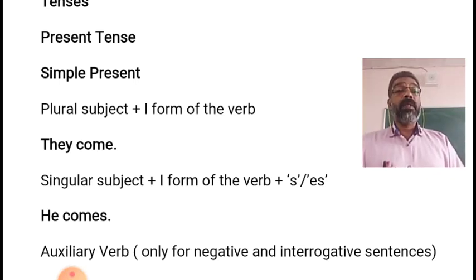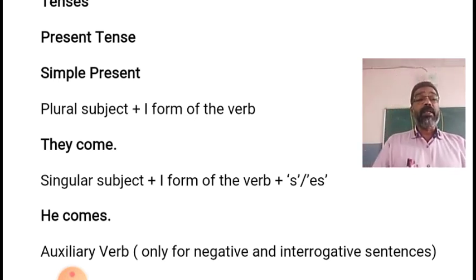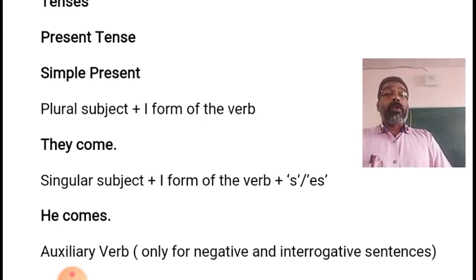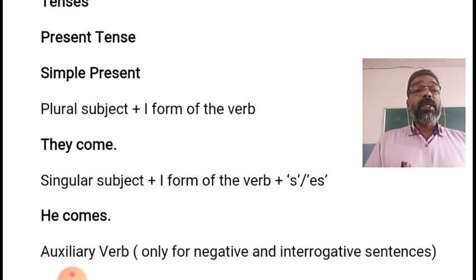Come is the verb. They, T-H-E-Y, they is the subject there. Now, it is a pronoun. So, subject can be either a noun or a pronoun. Here, they is a pronoun and they is the subject. It is plural, so the first form of the verb come is used there.